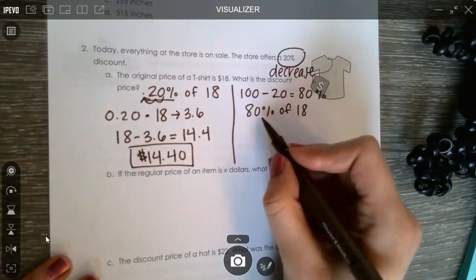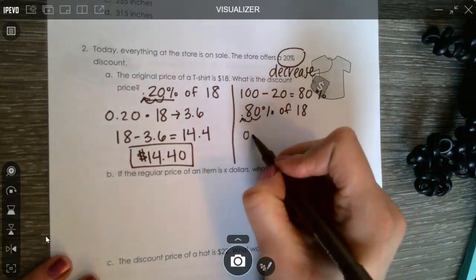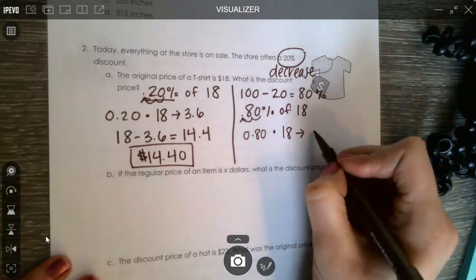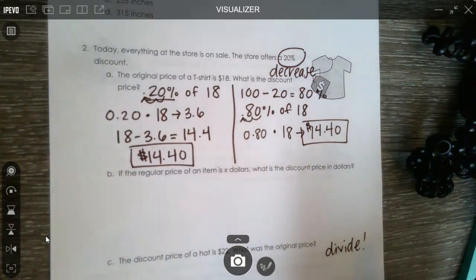Okay, over here, 80% of 18. Change this to a decimal, 0.80 times 18, and you get 14.40. Okay, both will get you the right answer.